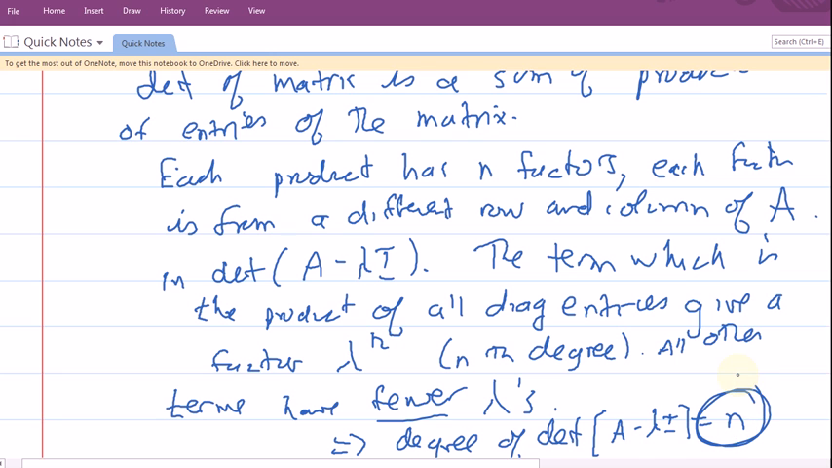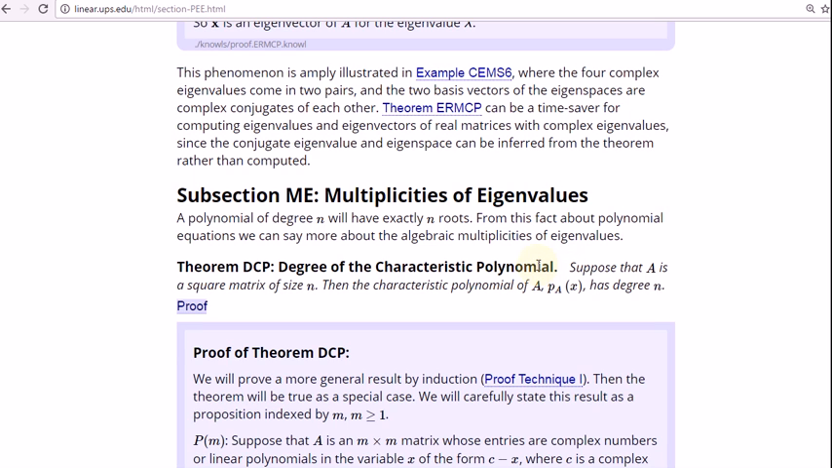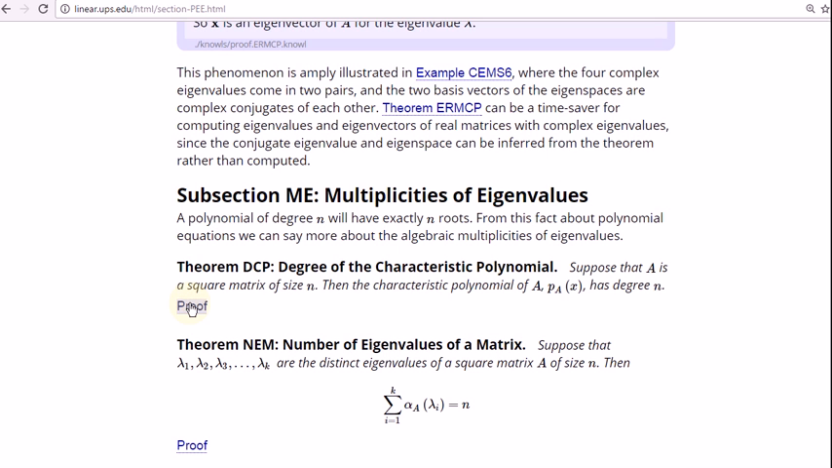Which is exactly the content of this theorem. The theorem says that the degree of lambda I minus A, which is the same as the characteristic polynomial, is n. So he gives that proof by induction, which you can look through. But I like to look at this in a holistic way, and you can see why it's true.